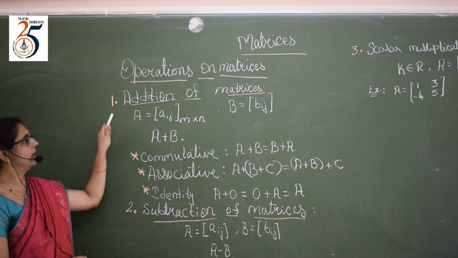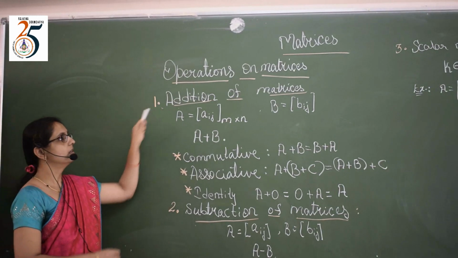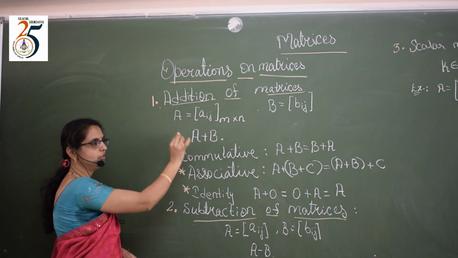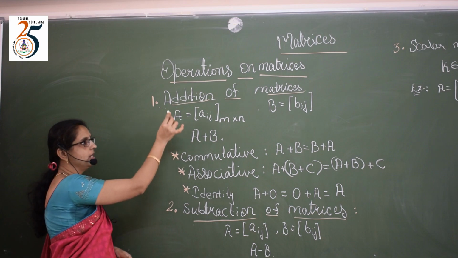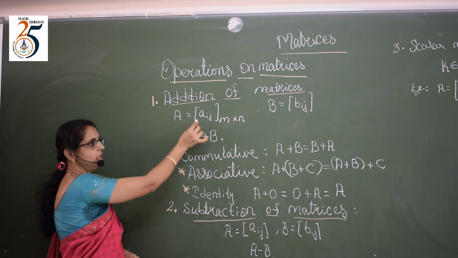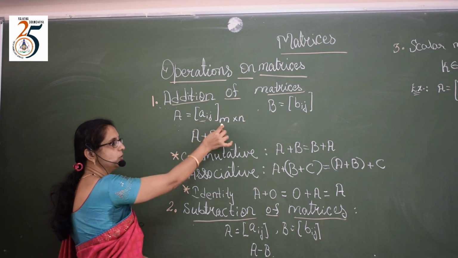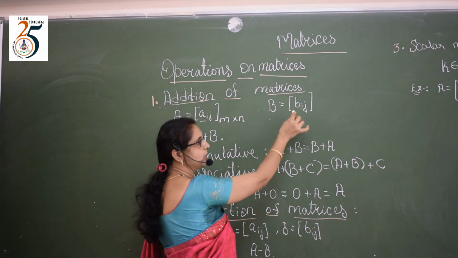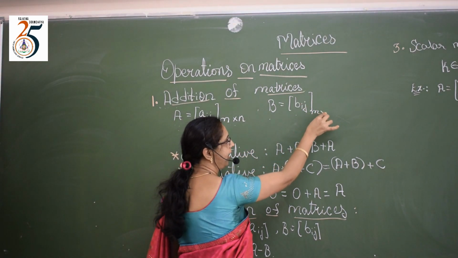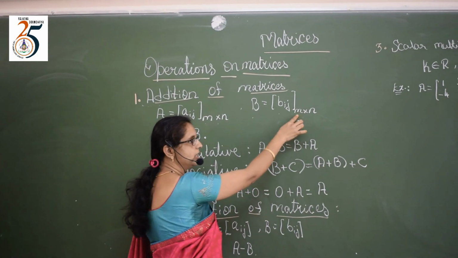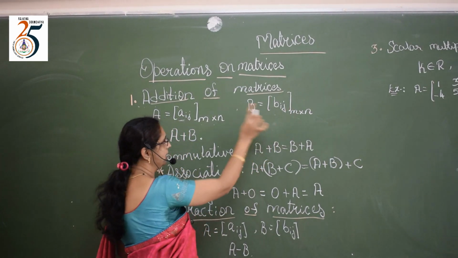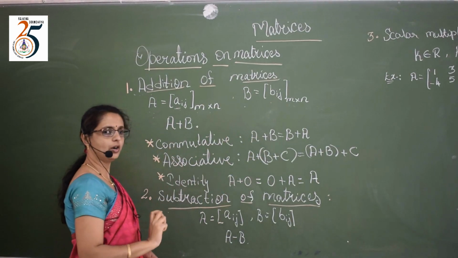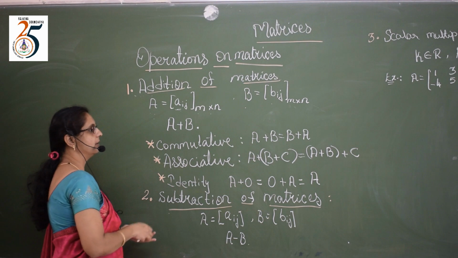With this, let me start the first operation called addition of matrices. Here, in general, I have considered two matrices. The matrix A containing the elements Aij, whose order is m cross n, and the matrix B containing the elements Bij, whose order is also m cross n. It is very clear that if two matrices A and B are of equal order, then only we can add the matrices.